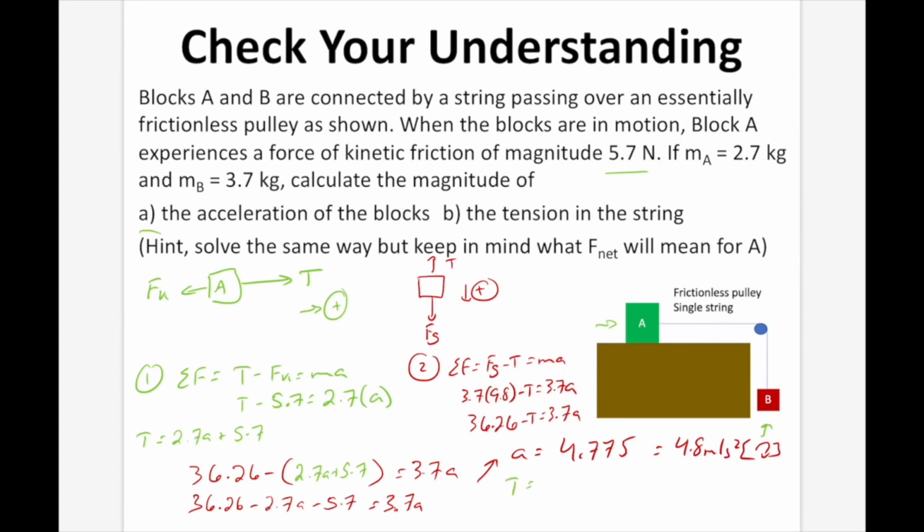Now to find b, we're going to substitute our a value into equation number 1. We're going to say that T is going to equal 2.7 times a, which is 4.775, plus 5.7. And that's going to give us a T value of 18.6. We need 2 sig digs, so we get 19 newtons. And that's our final answer.